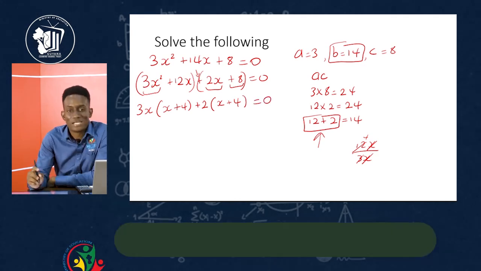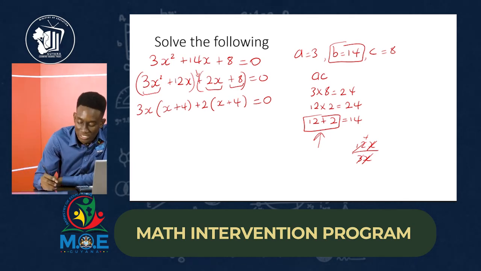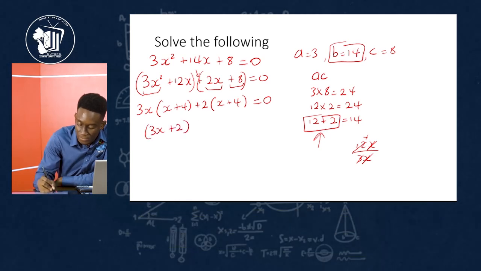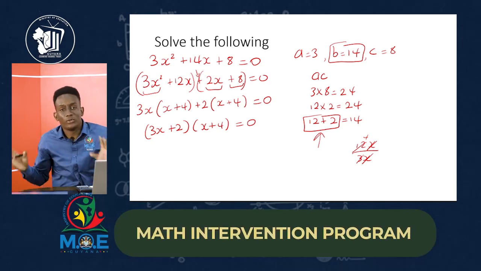So we see our two brackets are the same. This is an important thing to know that we are going correctly. So we bring down what is outside the bracket and put that in a bracket. So we'll have 3x plus 2 in a bracket, and then x plus 4 in another bracket, and that is equal to 0. So we are done with factorizing.